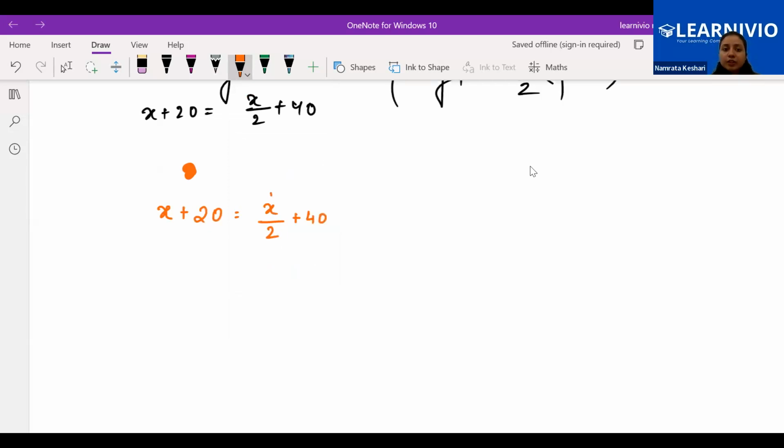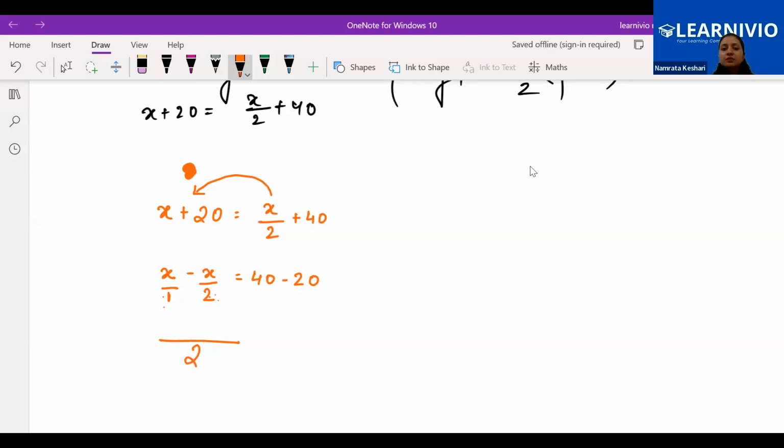This x by 2 we can transpose to this side, because all the like terms we collect on one side. So this will become x minus x by 2. And this 20 we will transpose to the other side. It will be 40 minus 20. Now we will do the subtraction by taking the LCM. It is a fractional subtraction. We understand that once the denominator is the same, only then can we do the subtraction. So we will try making the denominator the same. LCM of 2 and 1 is 2. Here in the numerator, first, what are we going to have?